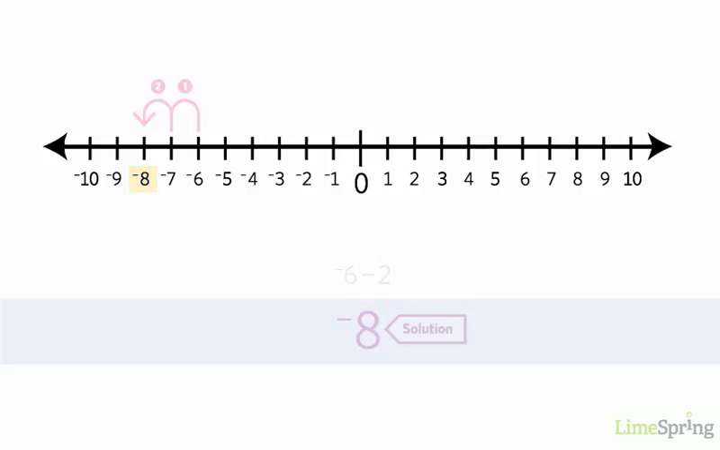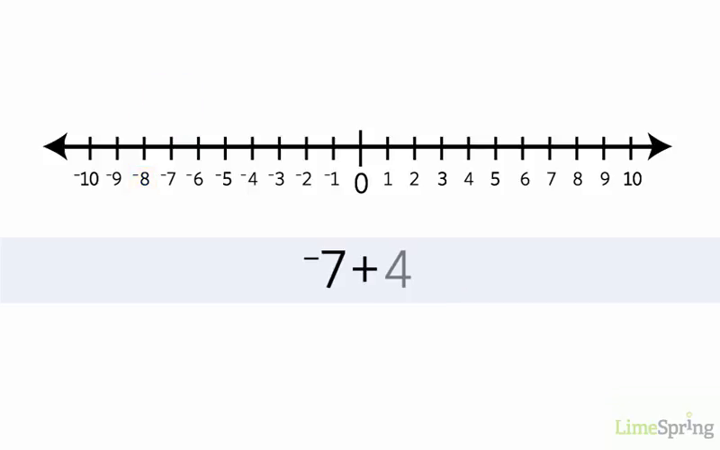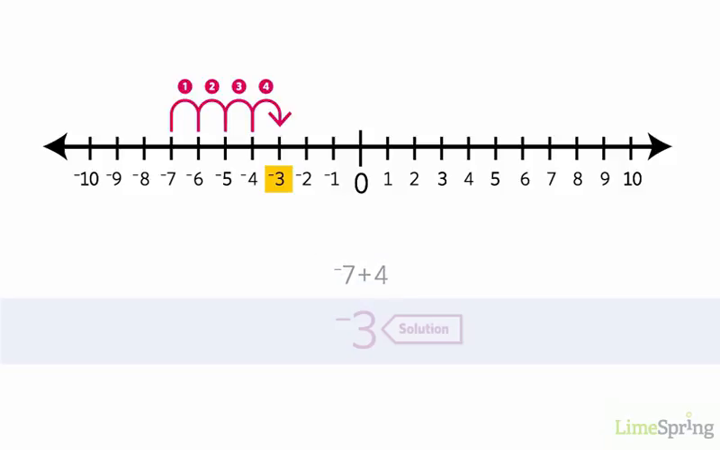For the last problem, let's solve -7 plus 4. Again, the first number, -7, tells us where to start, so let's go there. Next, we move 4 steps to the right, that is, up the number line, because we are adding 4 to -7, and arrive at -3. Therefore, -7 plus 4 equals -3.